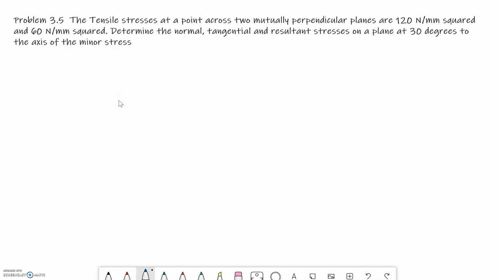Hi everyone, welcome back. Continuing with the second method in the analytical methods to find out the principal planes, we look at some numerical problems. Problem 3.5 from the textbook.